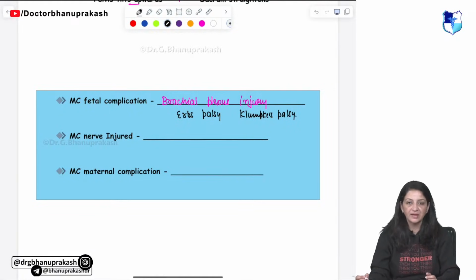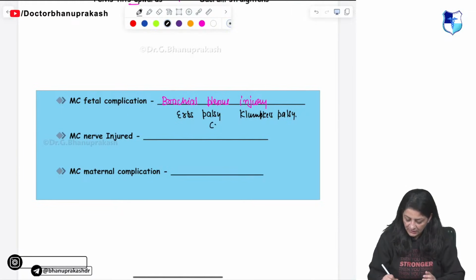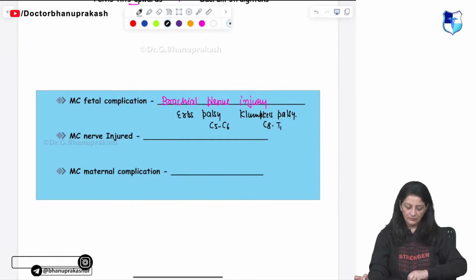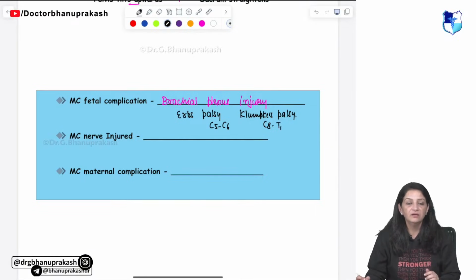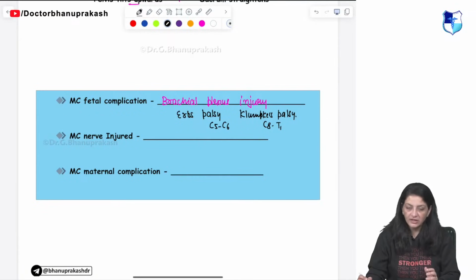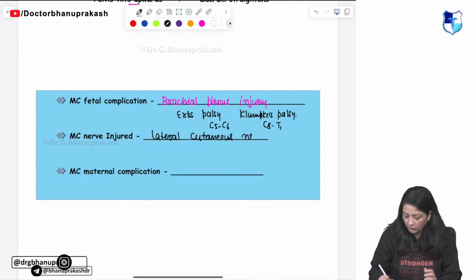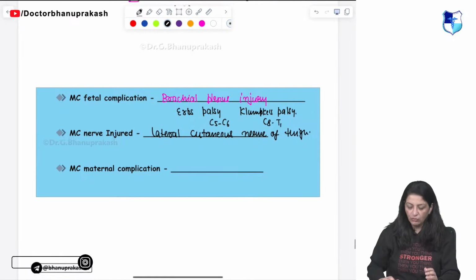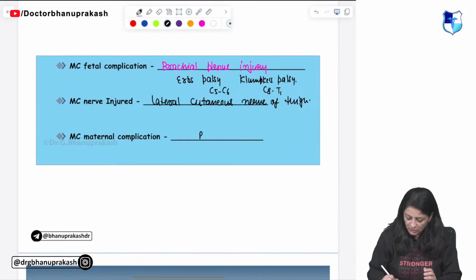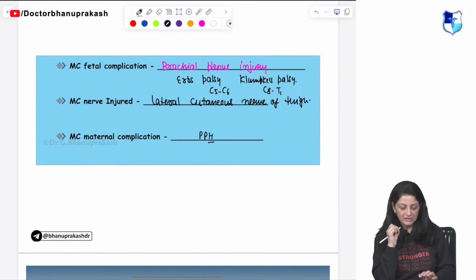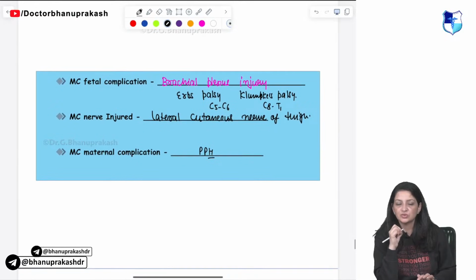Erb's palsy, C5, C6, and Klumpke's palsy, C8, T1. The most common nerve injured in the mother is the lateral cutaneous nerve of the thigh, and the most common maternal complication is postpartum hemorrhage. So these are the complications associated with shoulder dystocia.